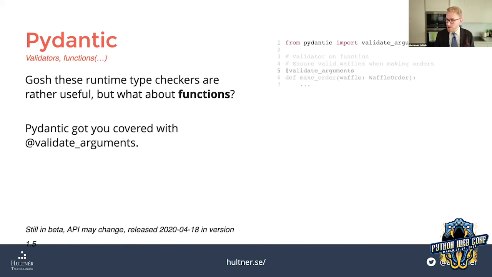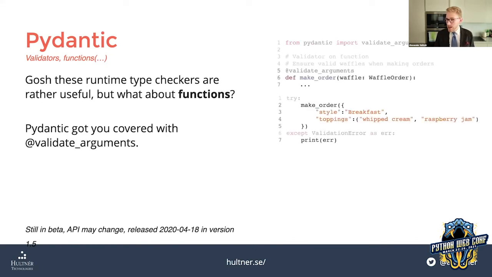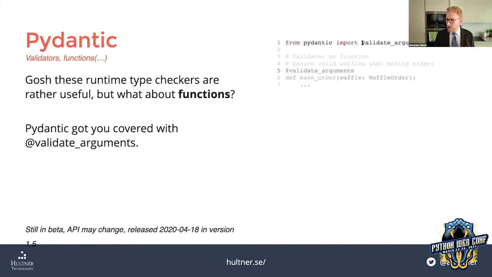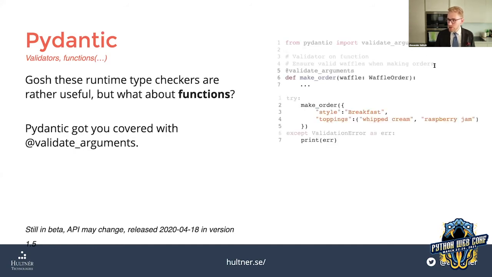So you know that. But basically, you can add this validate_arguments decorator to your functions. And here we have the make_order function, which does some undefined thing, which I haven't put in here, just to show. And we have the validate_arguments decorator. So this is going to validate that the input to the make_order function is actually a waffle order. But we can still input JSON and it will get parsed, or not JSON, this is a dictionary.